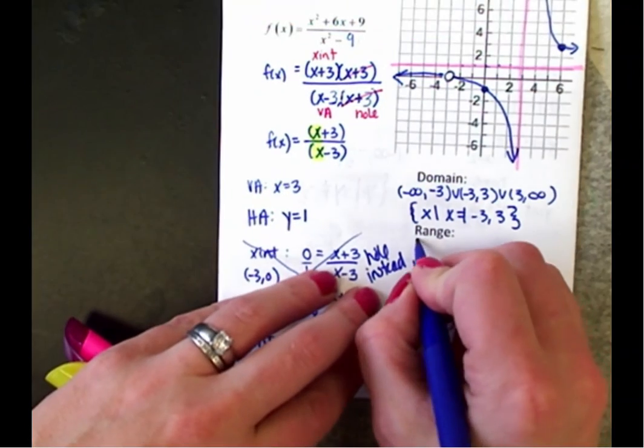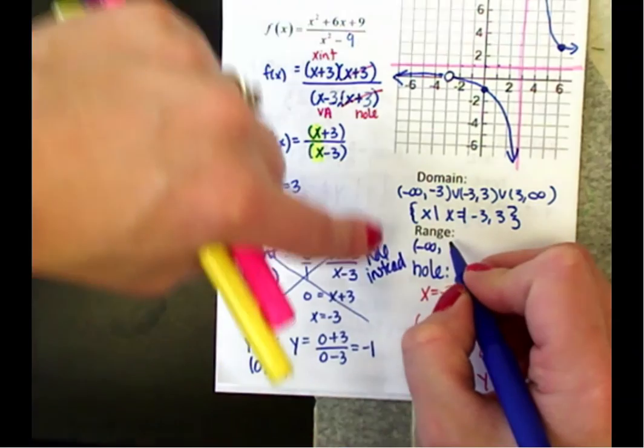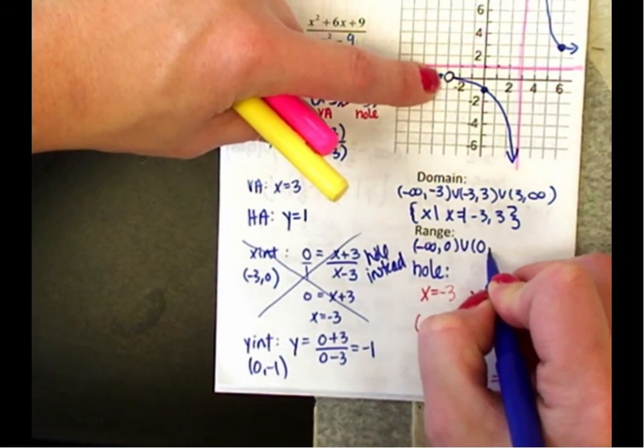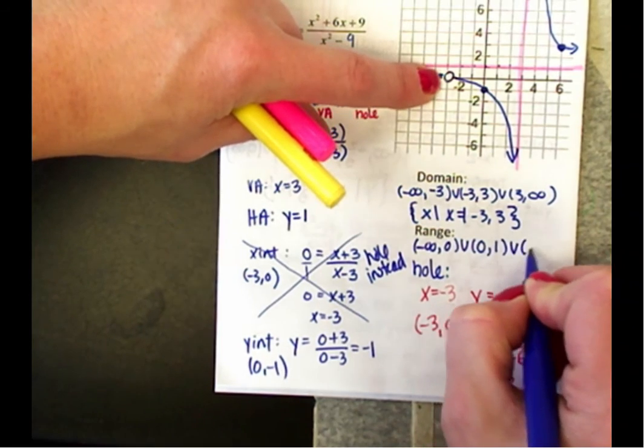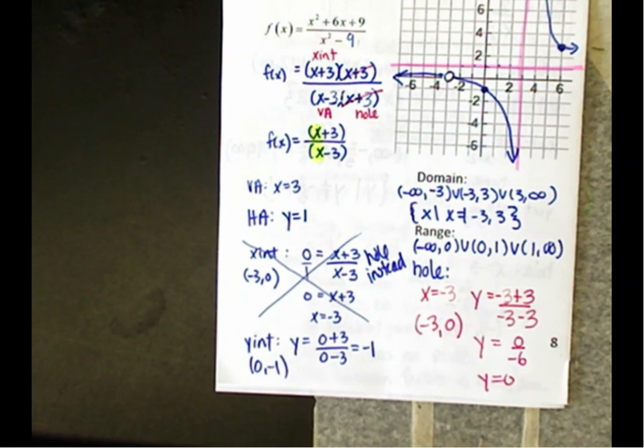Range, negative infinity to 0, union, 0 to 1, union. Do I care which notation you use? No. You use whichever one is faster to write.